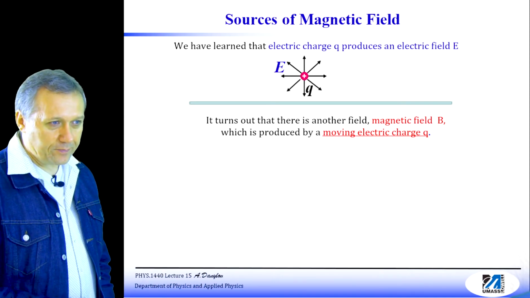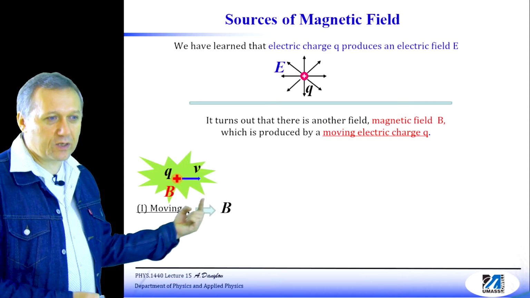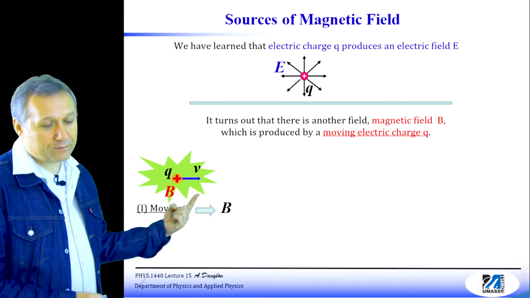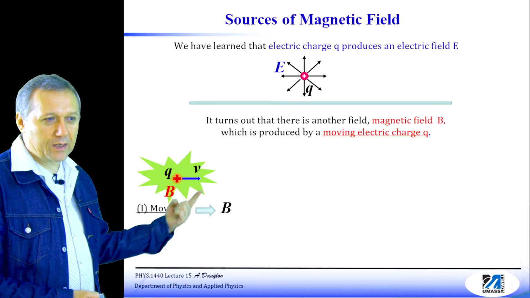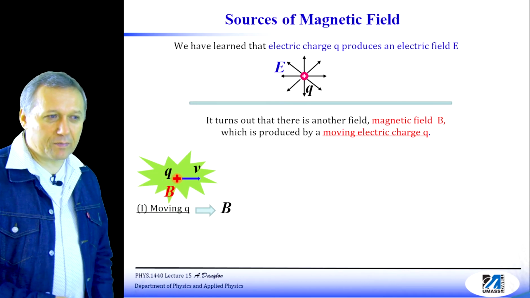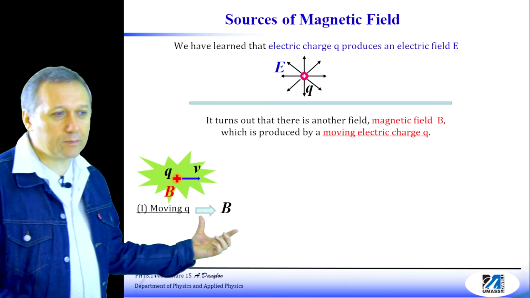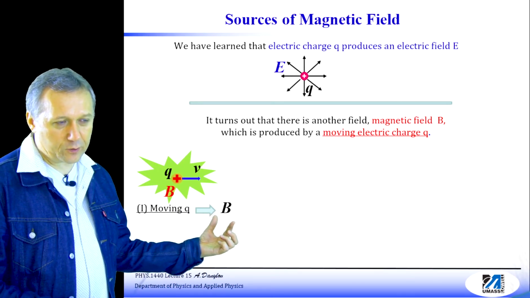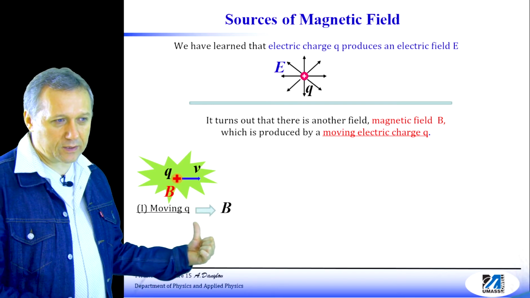magnetic fields. The first system is just a point charge which must move, and then of course there will be a magnetic field. We're going to use the symbol B to denote these magnetic fields. So a moving charge produces a magnetic field.